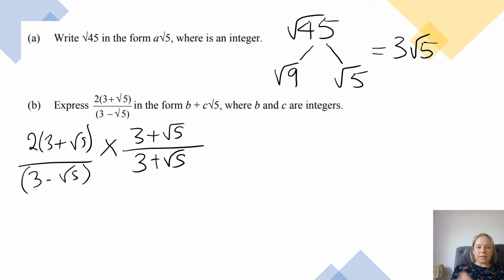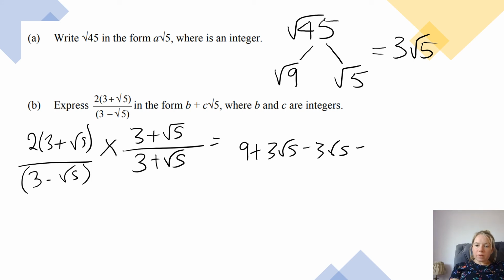So 3 times 3 is 9. Obviously, you can pause this and do this slightly slower if you want to do the table. And then 3 times root 5 is plus 3 root 5, and then 3 times minus root 5, so you'll get that. You can always just discount that if you wanted to, because you know that it cancels out. But while you're practicing, I would keep it in.